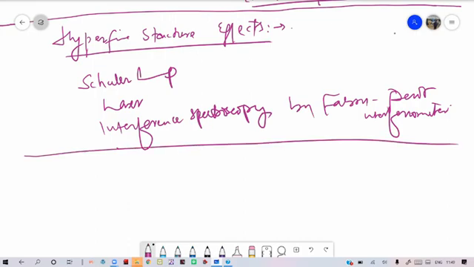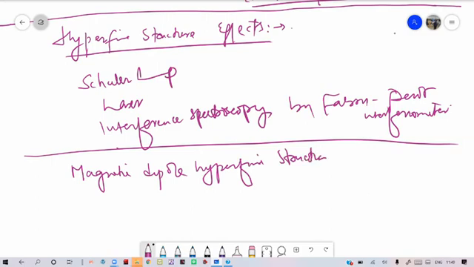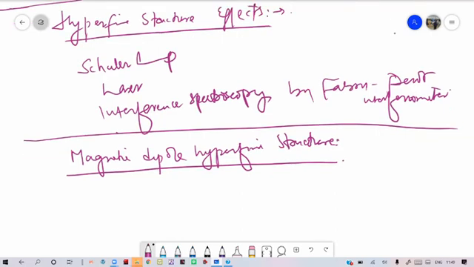Because they are magnetic in origin, these are also called magnetic dipole hyperfine structure. The hyperfine interactions, because of this magnetic moment of the nucleus, are termed magnetic dipole hyperfine structure.